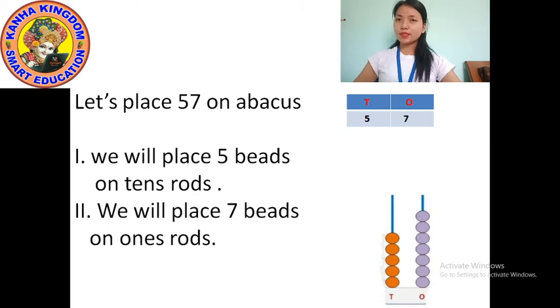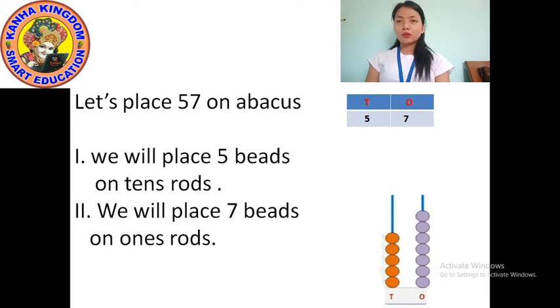Okay, let's place 57 on the abacus. We will place one more number, that is 57. First we have to check which digit is in the ones place and which digit is in the tens place in the place value chart. In 57, after making the place value chart, I found out that 7 is in the ones place and 5 is in the tens place.